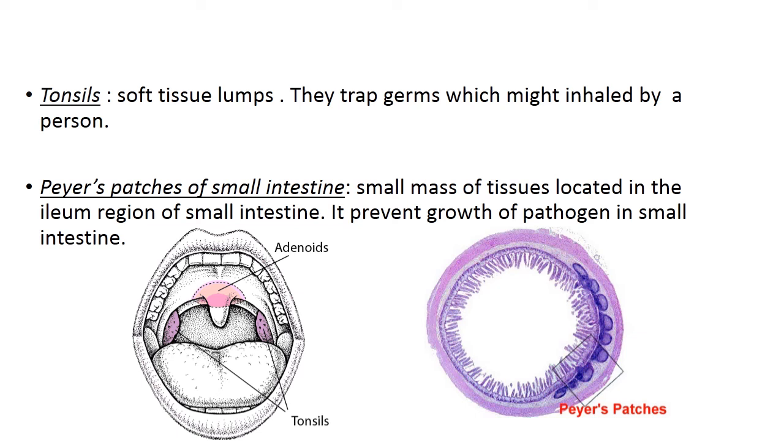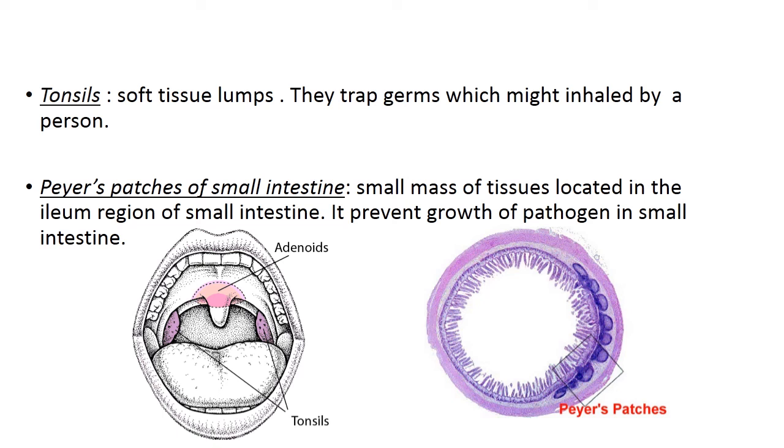Then one more organ is Peyer's patches of the small intestine. What is meant by Peyer's patches? Patches are nothing but small masses of tissue, present in the small intestine. The small intestine helps in digestion as well as absorption of food material. In the ileum region of the small intestine, these Peyer's patches are located. Look at the diagram. In this you can see some masses of tissue, and these masses of tissue are nothing but Peyer's patches.